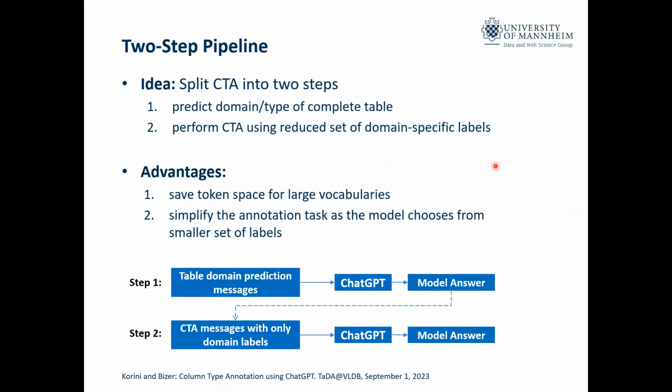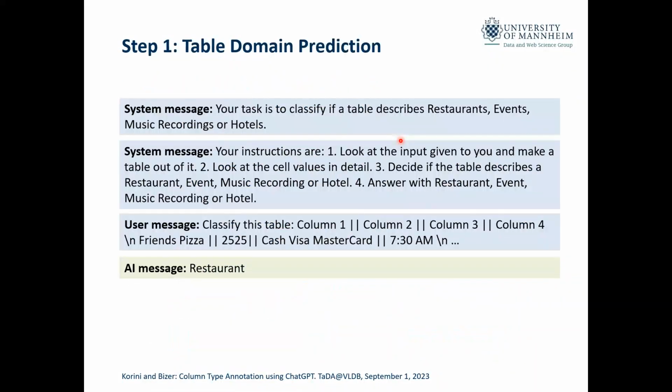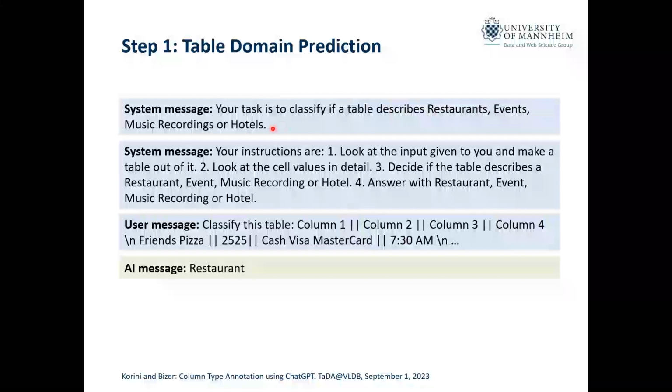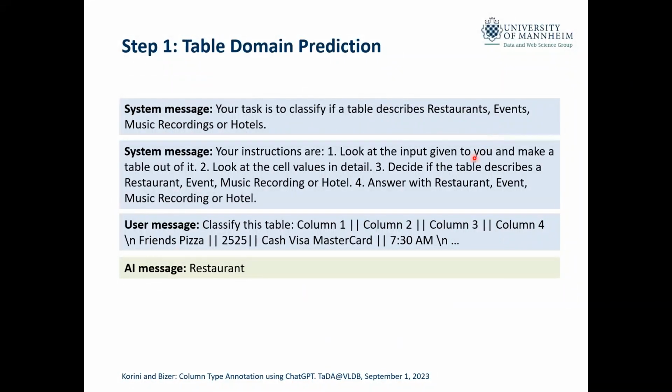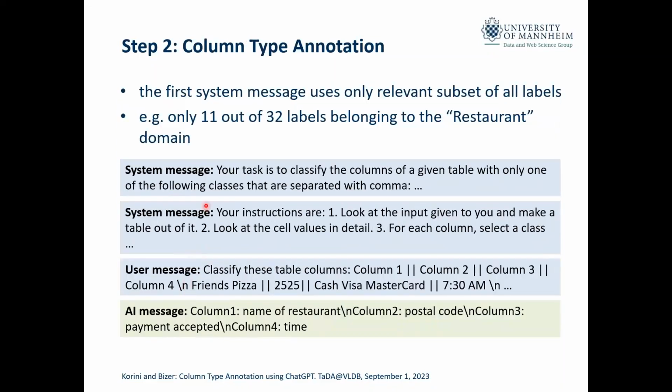As a final step to our experiments, we explore the idea of splitting CTA into 2 steps. The first step would predict the domain and type of the complete table, and in the second step, CTA is performed using a reduced set of labels that will belong to the predicted domain in the first step. As an example, in the first step, we would ask the model to classify an input table into one of our 4 domains. After the model has replied with the domain, which in this case is restaurant, in the second step, we only show to the model 11 out of the 32 labels, which belong to the restaurant domain.